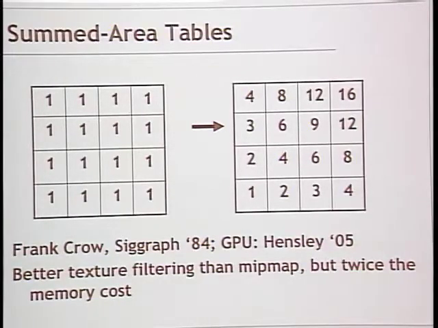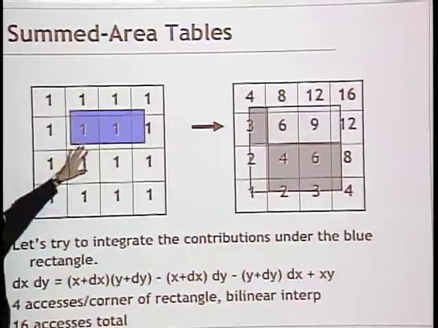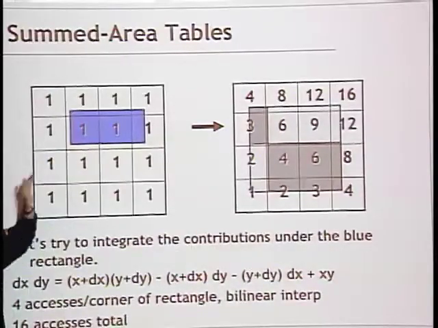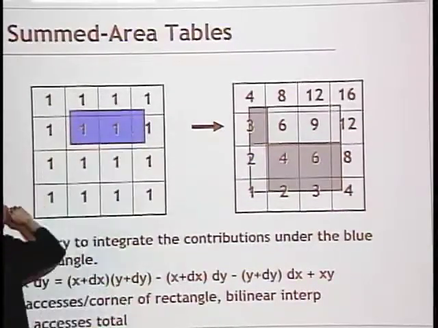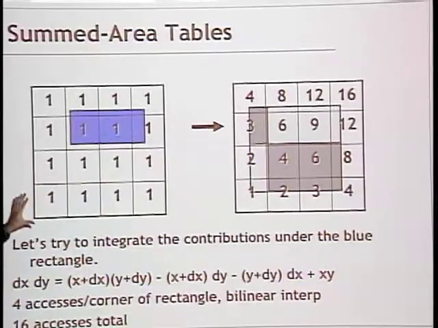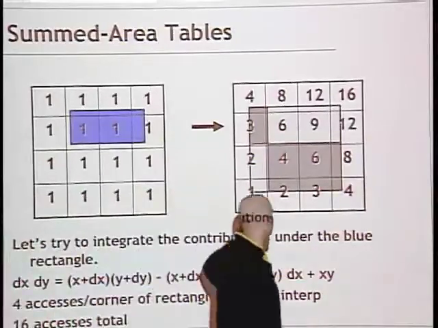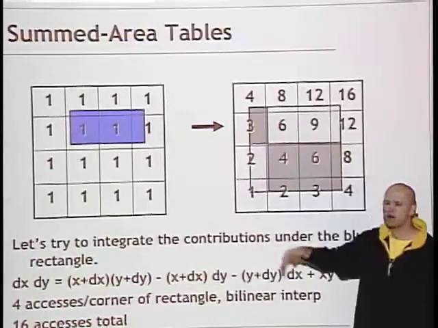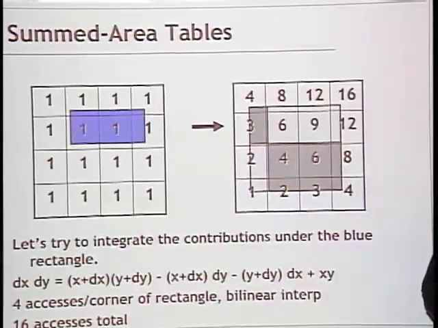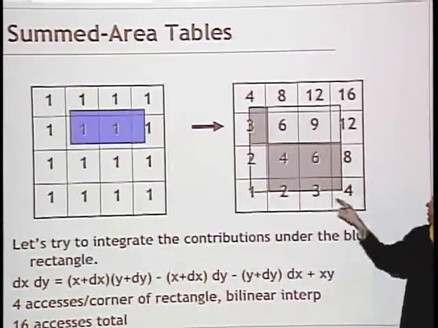So here's what we're going to do here. What we want to be able to do is integrate under this blue square here. Okay, we want to figure out what all the values are. We have a texture here that's all 1, so it's a pretty boring texture. But we want to integrate under this square here. So here's the way that we're going to do it. We're going to take this texture, and we're going to create what we call a summed area table here. And the summed area table is such that every number here is the sum of all the numbers to the left and below it. Okay? So 12 is the sum of this whole rectangle here. And 8 is the sum of this whole rectangle here, and so on.